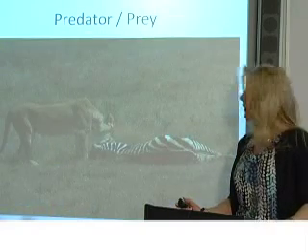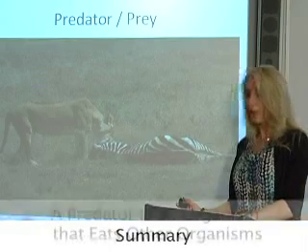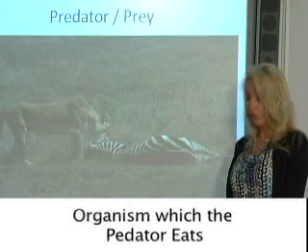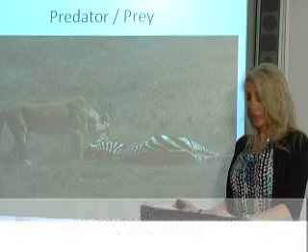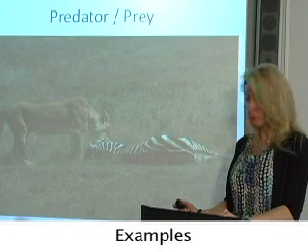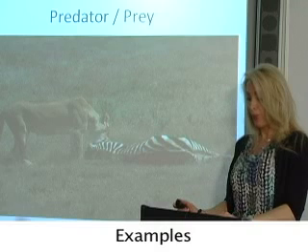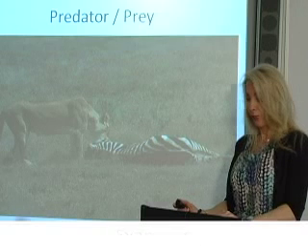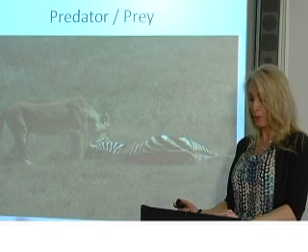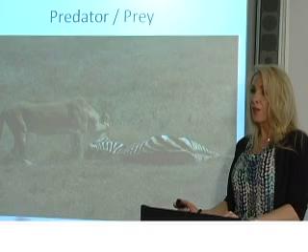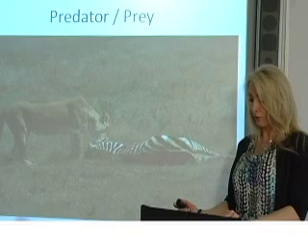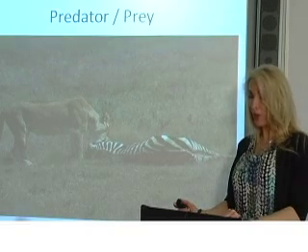Predator-prey relationship. Let's sum it up. A predator is an organism that eats other organisms. The prey is the organism which the predator eats. Some examples of predator and prey are lions and zebras, bear and fish, and fox and rabbit. The words predator and prey are almost always used to mean only animals that eat animals. But the same concept also applies to plants: bears and berries, rabbits and lettuce, grasshoppers and leaves.